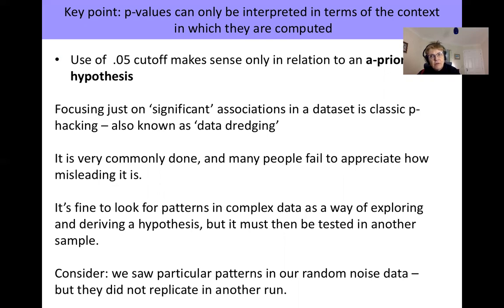And if you think again about those correlational data, in any one run it was quite common to find one or two correlations that had a p less than 0.05, but they weren't the same from one run to the next. So if you're getting something that's just coming up by chance, it's not going to replicate. So replication is quite a key issue here.